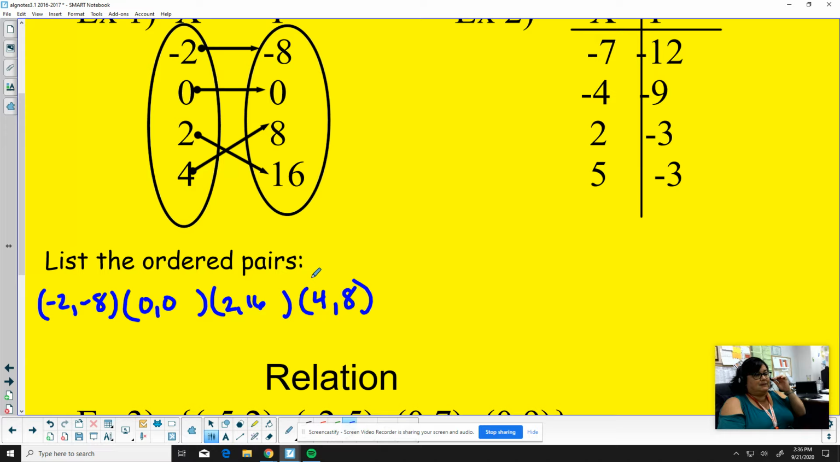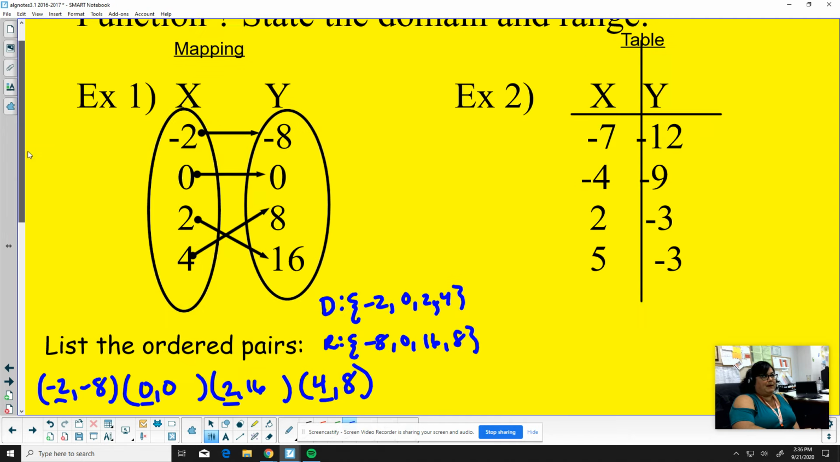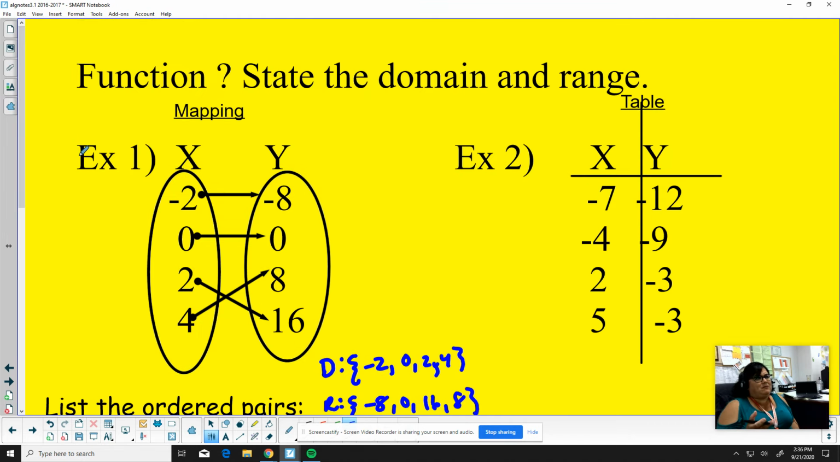I can tell that this is a function because every one of these x's is different. I can tell that the domain are all the x's, so -2, 0, 2, and 4. And I can tell that the range are all the y's, so -8, 0, 16, and 8. And again, I know it's a function because every single one of these x's are different. Again, this is called a mapping. The numbers don't have to be in a particular order. They just have to have an arrow between the x and the y.